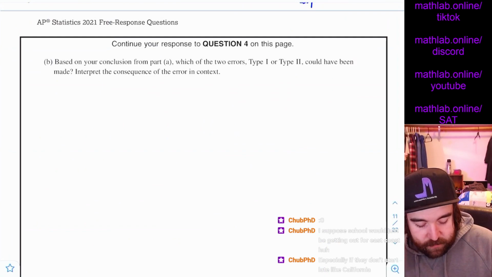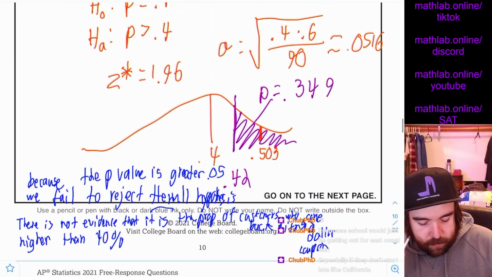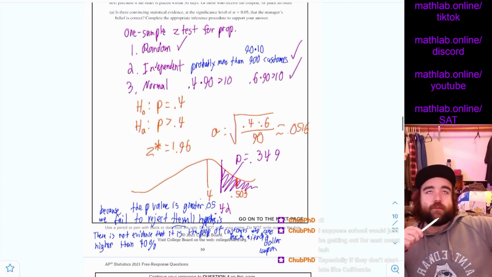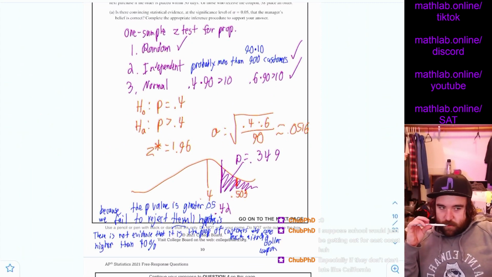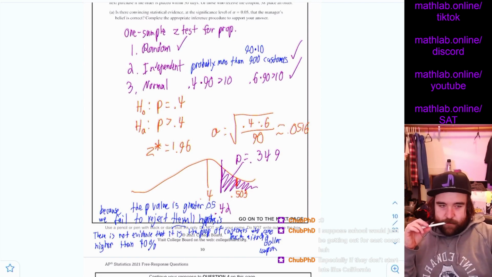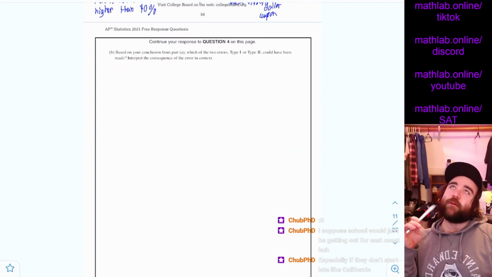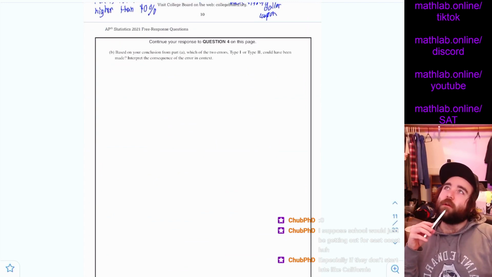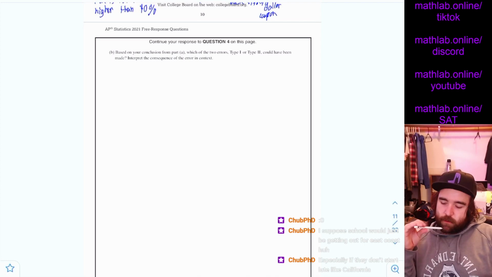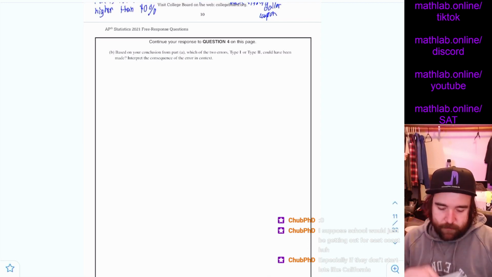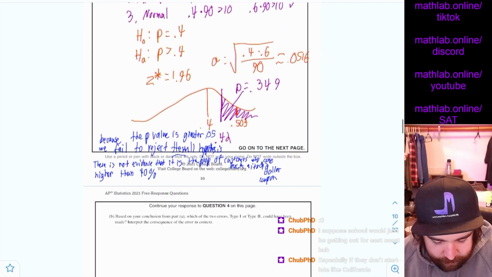Based on your conclusion in part A, which of the two, type 1 or type 2, could have been made? So, yeah, I always forget that. I always remember type 2 is not true. But I don't even remember what that refers to. The null hypothesis not being true. Or was it type 1 just like the normal one? I mean, what's the normal one you expect? Well, I guess there's really not one you'd expect, is there?